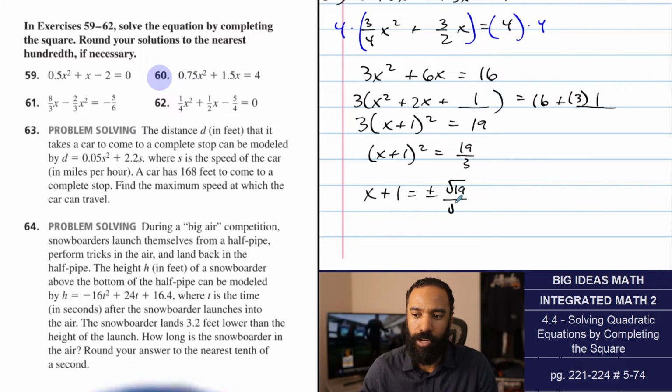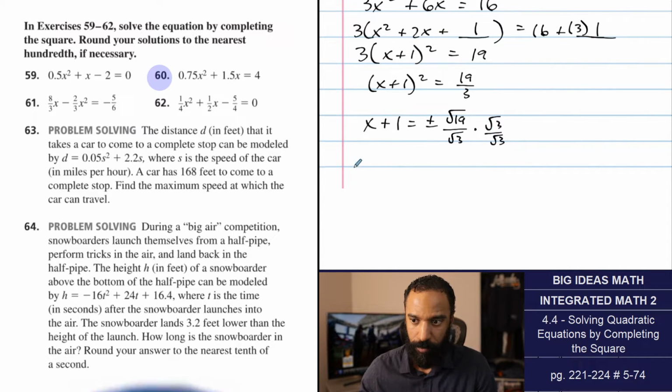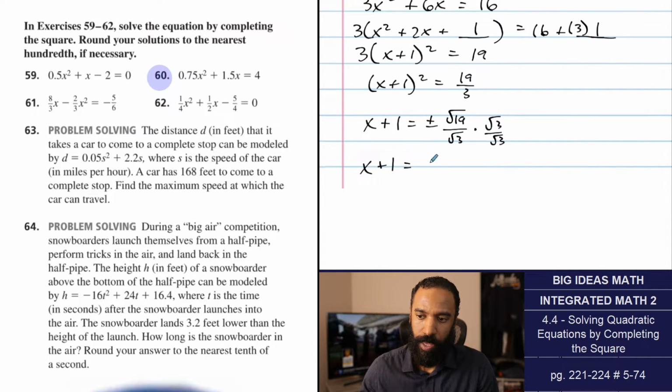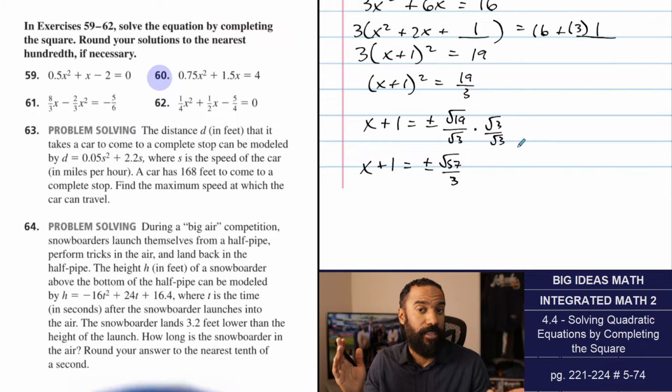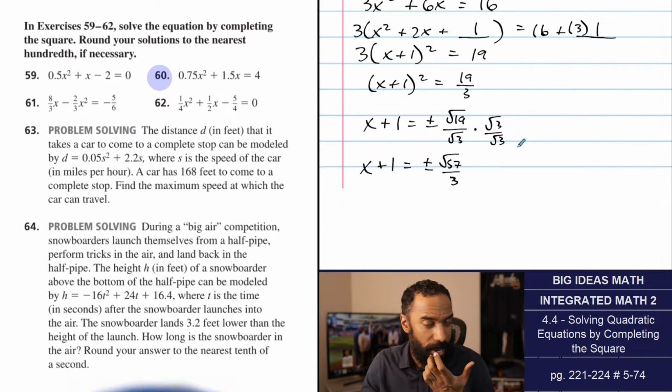This is root 19 over root 3, and I want to rationalize this denominator by multiplying top and bottom by root 3, which gets me plus or minus root 57 over 3. That's a form of simplifying. There wasn't a perfect square factor inside, but we had to rationalize a denominator. Now I subtract 1 from both sides.